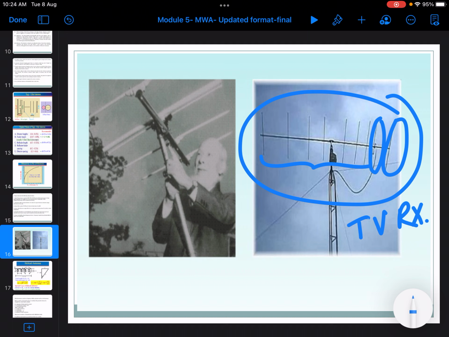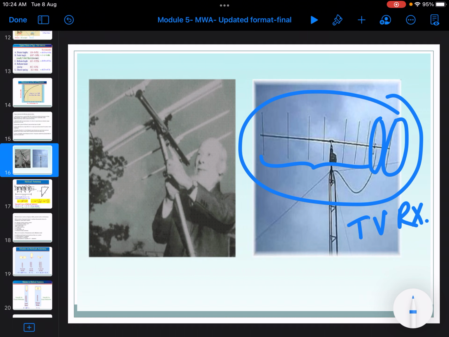Coming to the next one, the helical antenna, we'll see that in the next lecture.